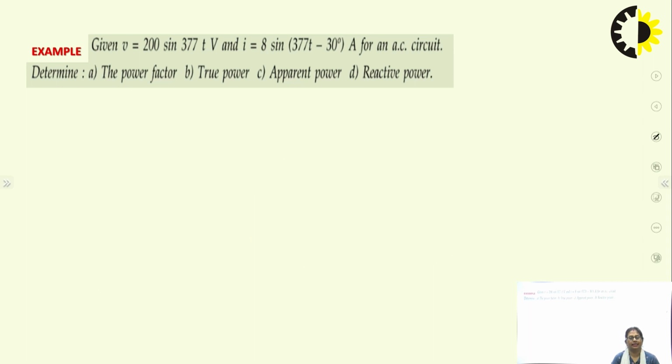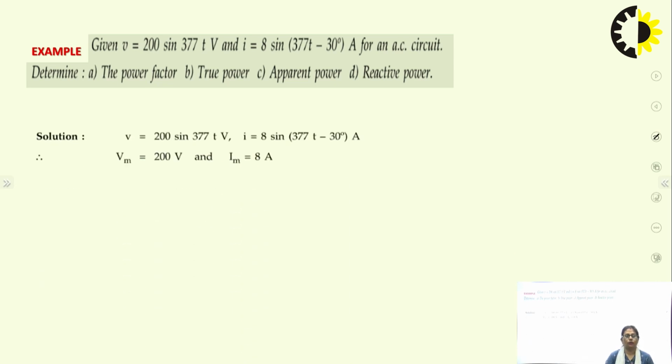Now, let us take an example for an RL series circuit. If voltage is given by 200 sin 377t and current is given by 8 sin(377t minus 30) amperes for an AC circuit, then determine the power factor, the true power, the apparent power and the reactive power. Voltage is given as 200 sin 377t and the current is given as 8 sin(377t minus 30).